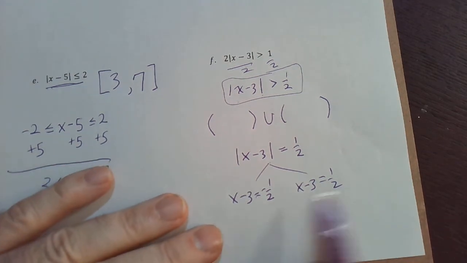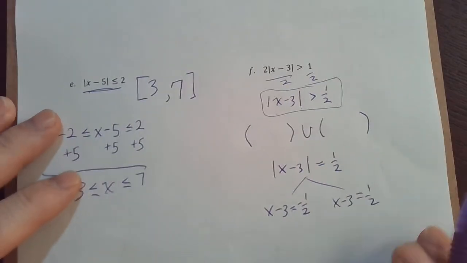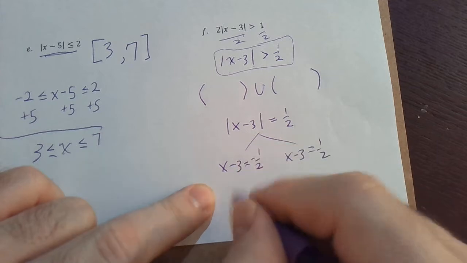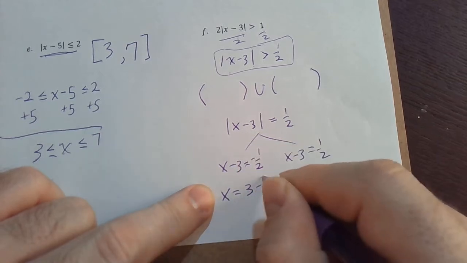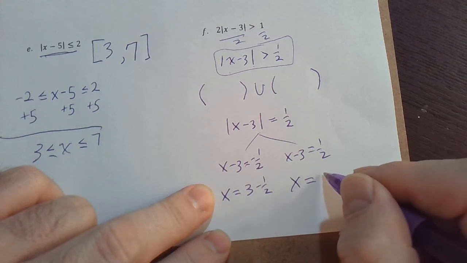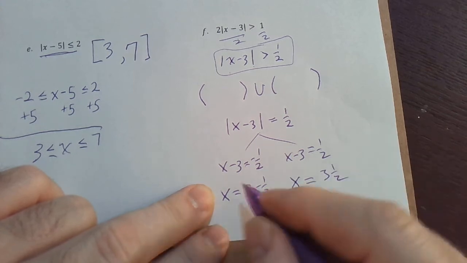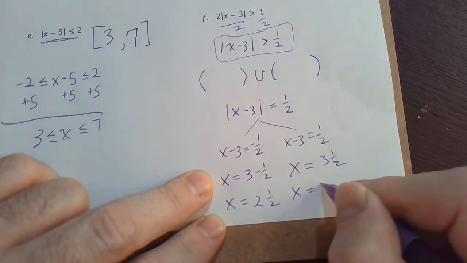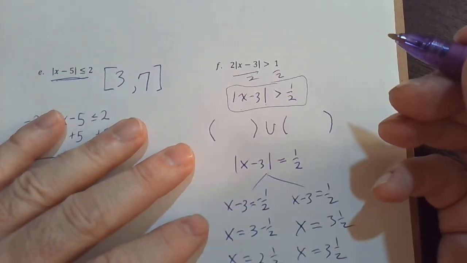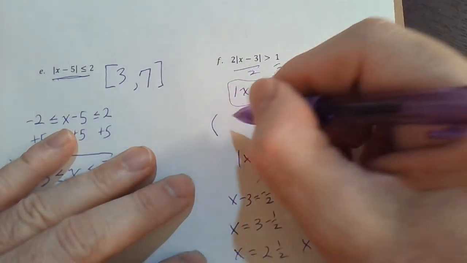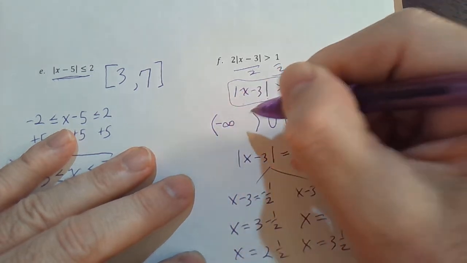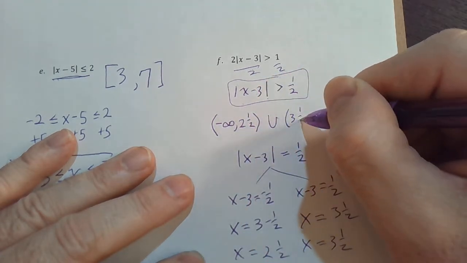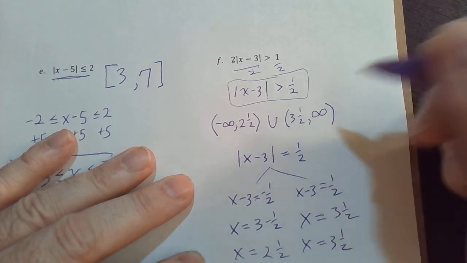I call these two numbers we're coming up with the magic numbers. 3 and 7 were the magic numbers in this problem. So, all I have to do here is add 3 to both sides. X equals 3 minus 1/2. X equals 3.5. So this one would be 2 and 1/2, and this one is 3 and 1/2. So the numbers are, you go negative infinity up to 2 and 1/2, and you go 3 and 1/2 up to positive infinity.